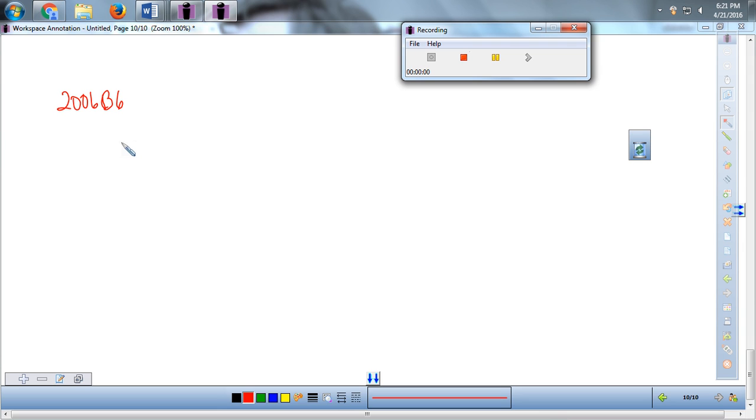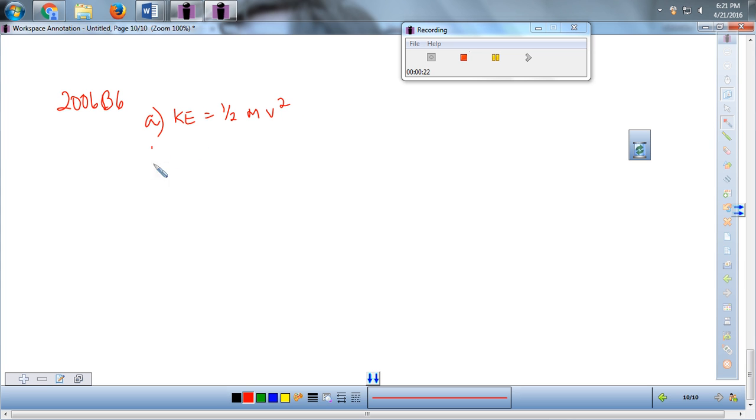Okay, now I'm doing 2006 B6, and it says an electron of mass m moving with a constant speed v, and v is much, much smaller than the speed of light. Express all algebraic answers in terms of the given quantities and fundamental constants. So they want to know, first of all, what is the Ke of the electron? That's just 1/2 mv squared. There's your m, there's your v squared, done.